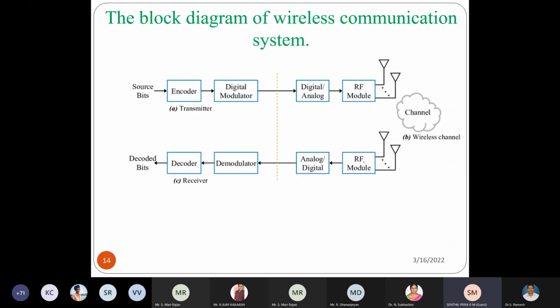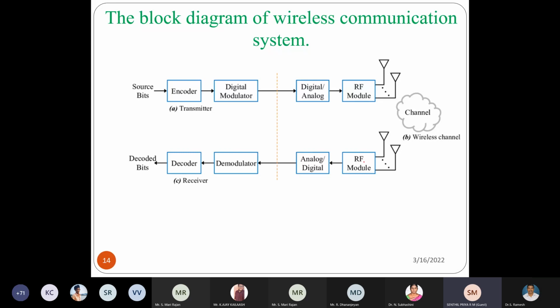And what is the block diagram of a wireless communication system? Already we know what communication is. We are going to share information from one place to another. The source can be whatever information is to be shared. It can be a voice, it can be a video signal, or it can be an audio signal. Whatever the signal, it is going to be transmitted from one place to another place. So we are going for communication, right?